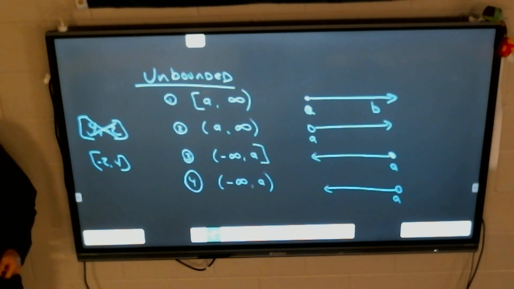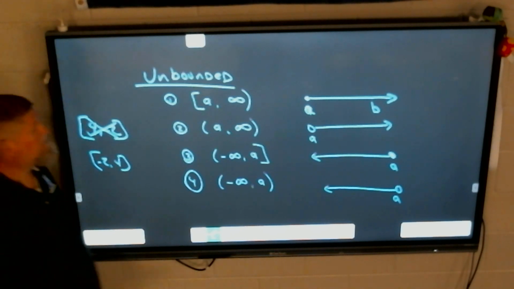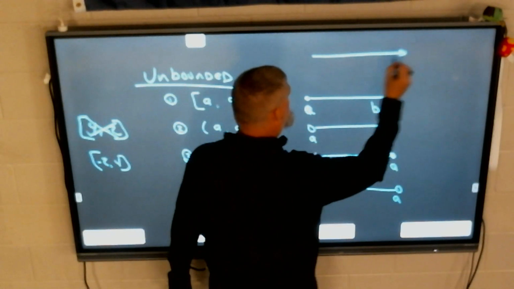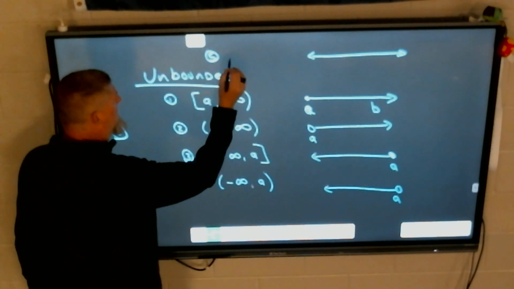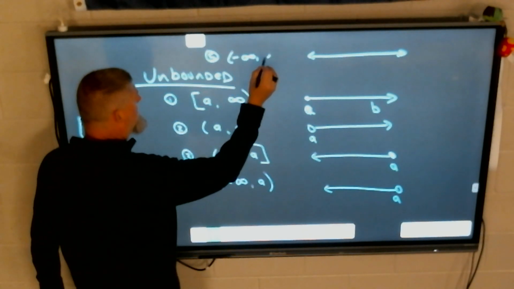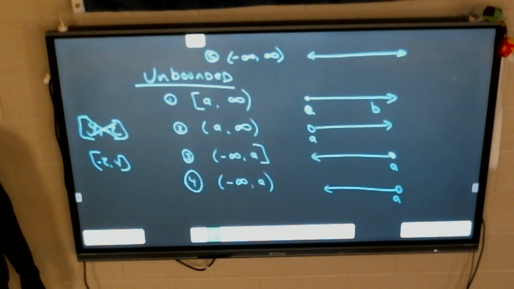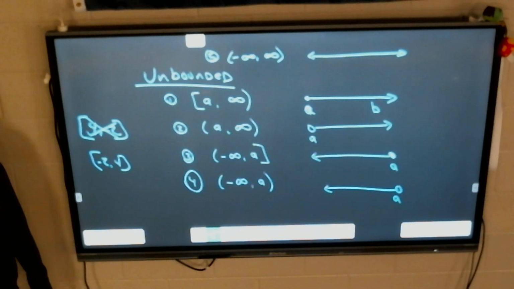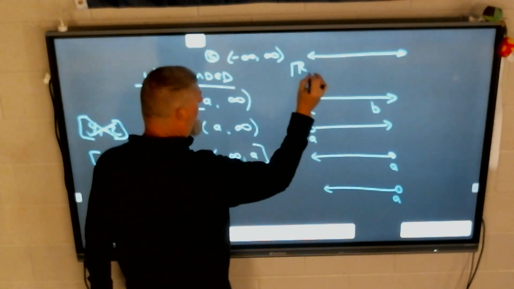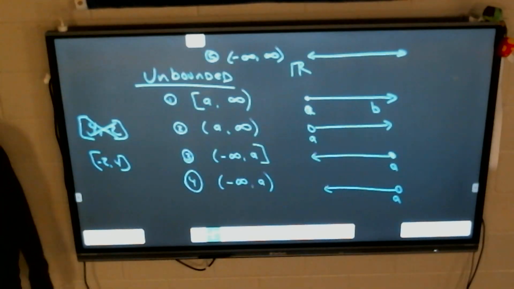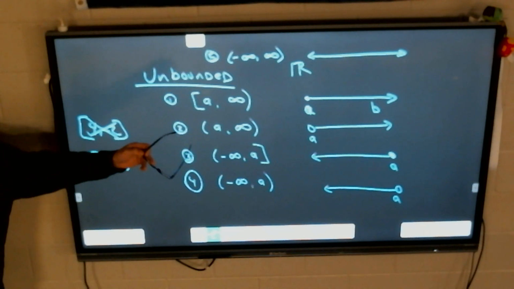All right, so what if it's unbounded on both sides? It's just like two arrows. How would I notate that? Negative infinity, positive infinity. Negative infinity to positive infinity. Or, what's all reals. So I can use that funky looking R. I can go R, all reals. And you can notate that either way. And that would be unbounded. That means it's every possible number on the number line.